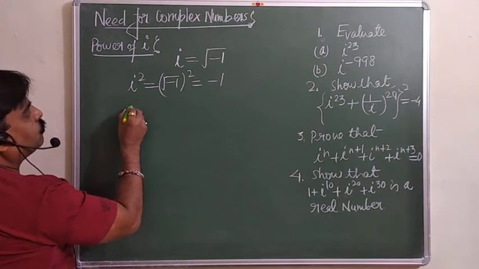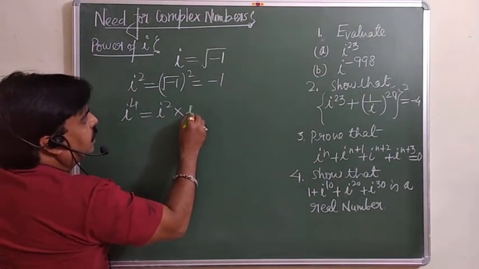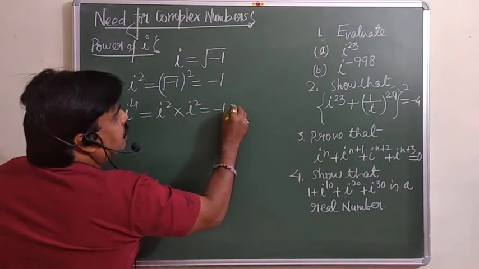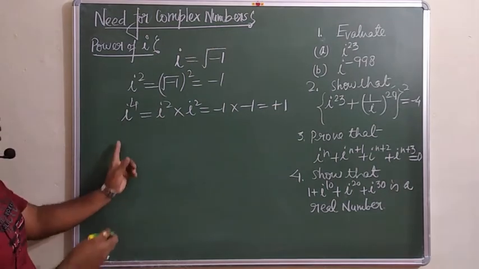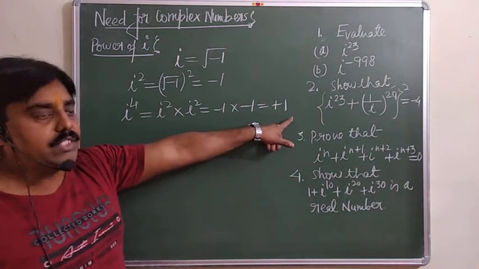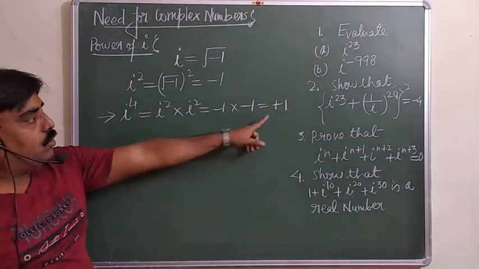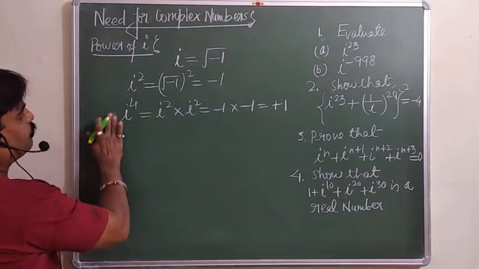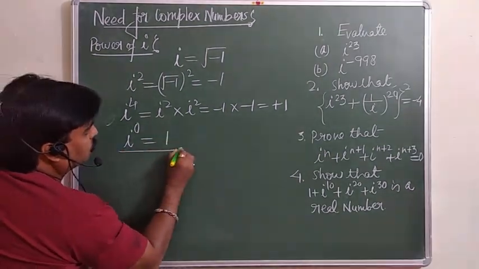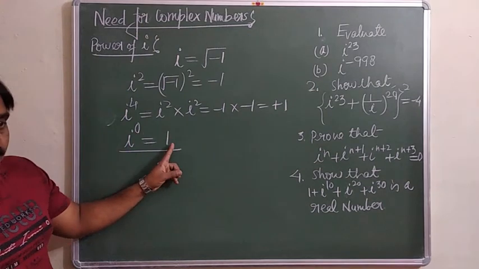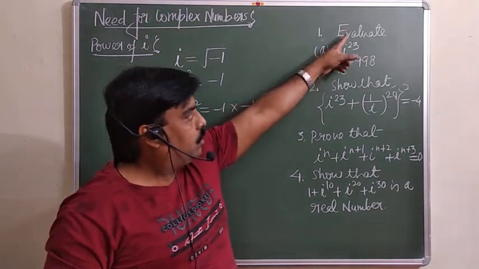Again, if you write i raised to power 4, that is equal to i square into i square, that is minus 1 into minus 1, so that is equal to plus 1. So therefore the value of i raised to power 4 is equal to plus 1, which means whenever the exponent is a multiple of 4, it will always be equal to 1. Similarly, i raised to power 0 is also equal to 1. This is also to keep in mind. With the help of these things we will solve these questions.